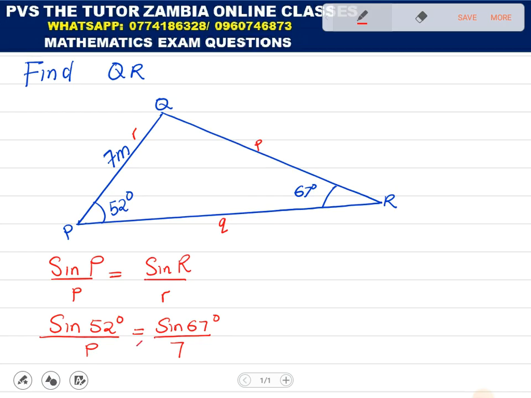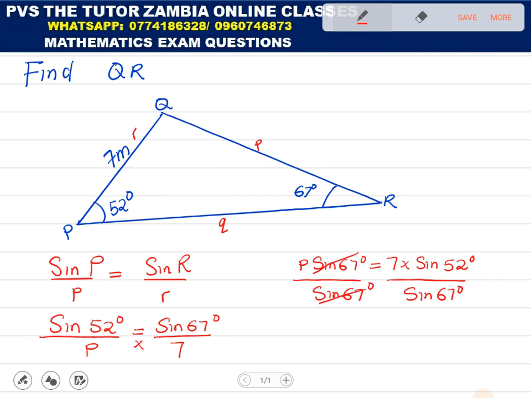So now we cross multiply. If we cross multiply, you discover that p sine 67 degrees is just equal to 7 multiplied by sine 52 degrees. It's making sense, isn't it? Now from here, we divide by sine 67 degrees both sides. So we can now eliminate this side, and we remain with what? p.